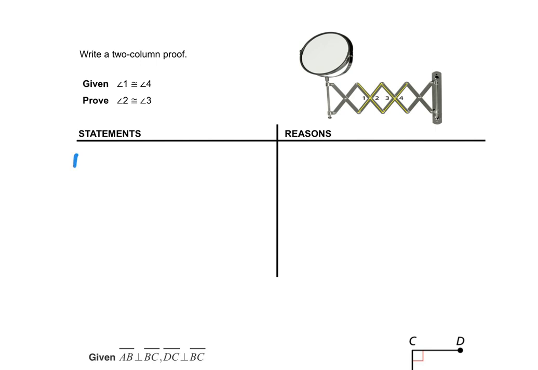Angle 1 and angle 4 are given. That's my fault. Whenever it says is given, that's our first statement. Given statement, first statement should always be the easy one.